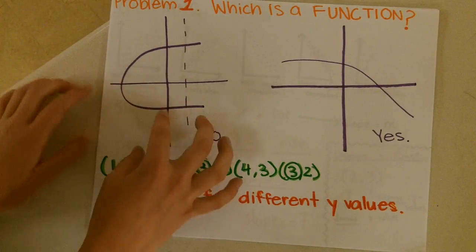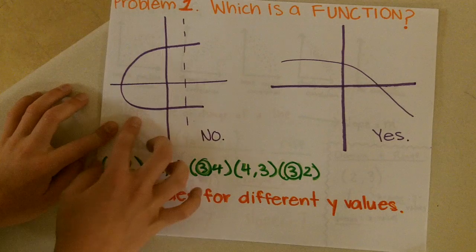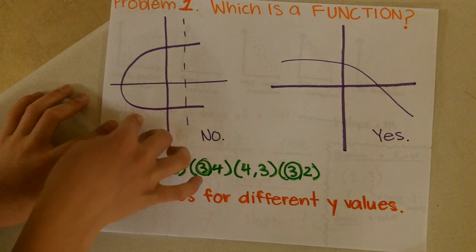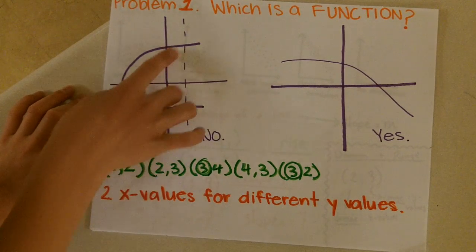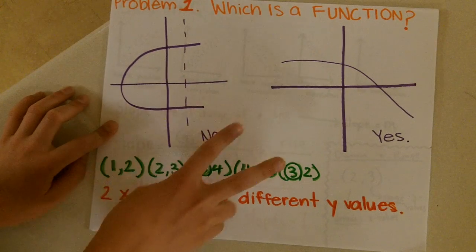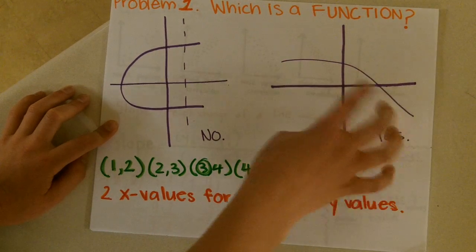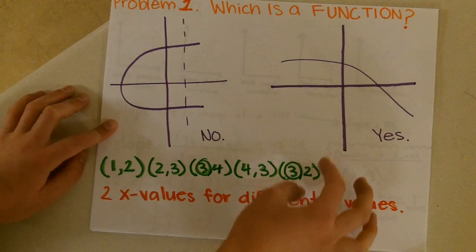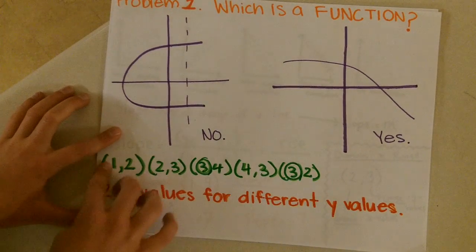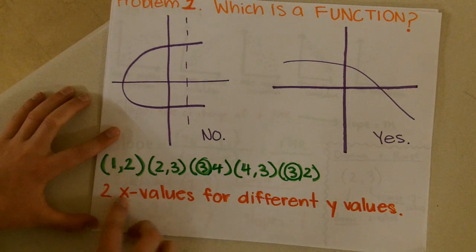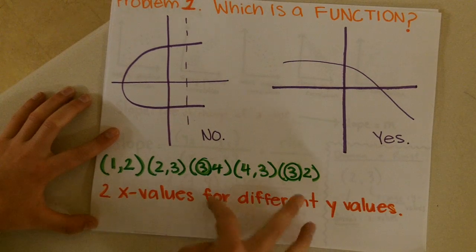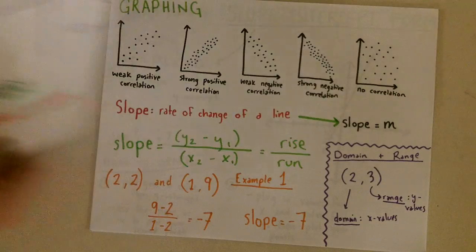In this problem, we can tell which one is a function. This is not a function because it does not pass the vertical line test, as it intersects the function here and here in 2 points. This is a function because it can pass the vertical line test. And this is not a function because two x values are shown for different y values here and here.